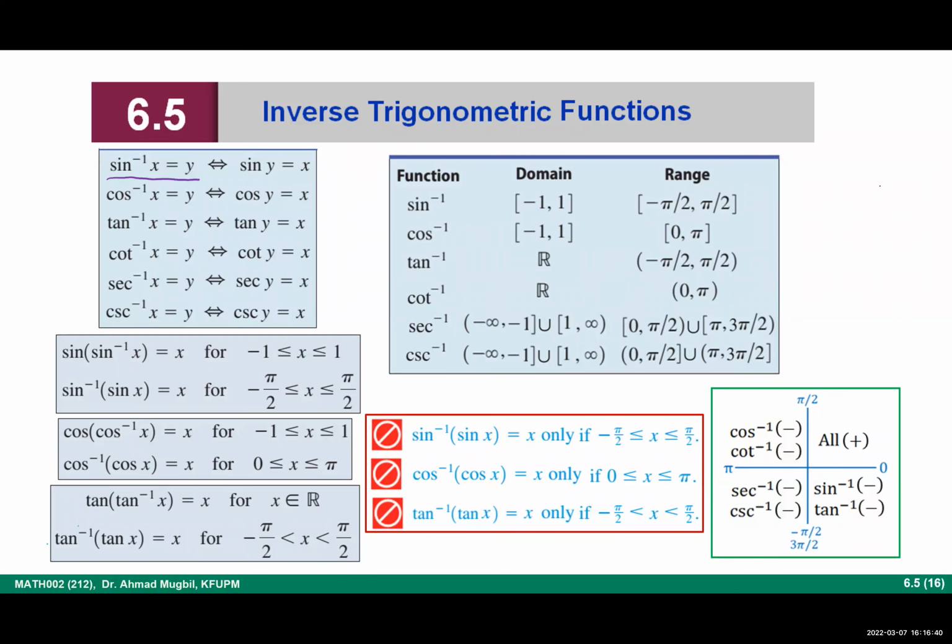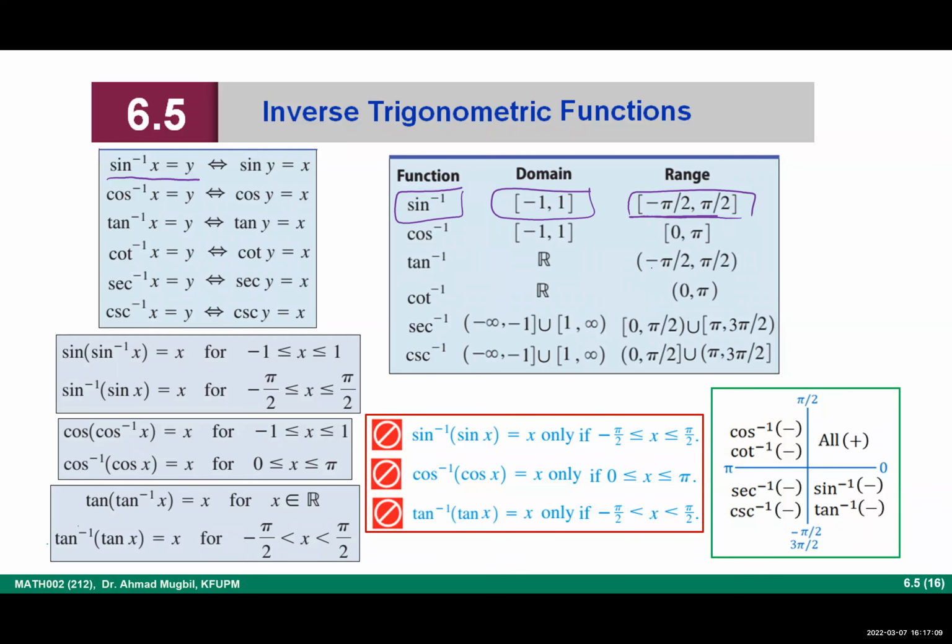To remember that, you need to go to the first definition of these functions. When we define sine inverse, if you remember, sine wasn't 1-to-1. So we take this as a restricted domain for sine. Then it becomes 1-to-1. Then we have an inverse function, and this inverse function has this as a range, and this one has this closed interval as a domain. The same can be said about cosine inverse.